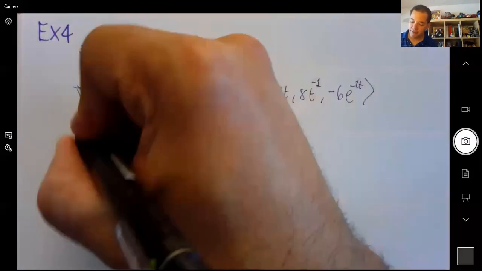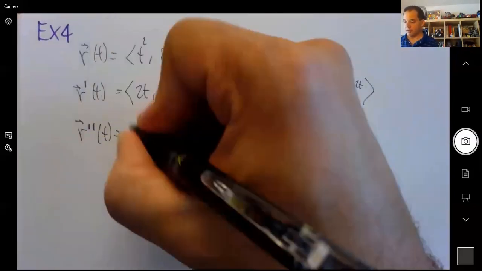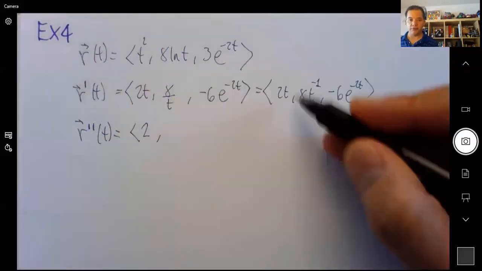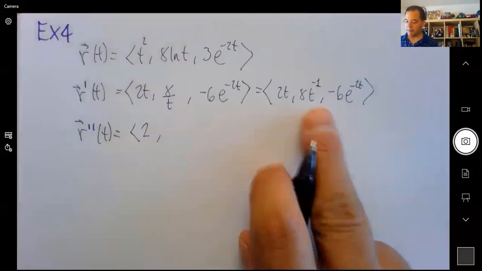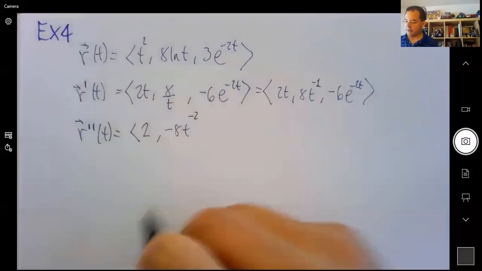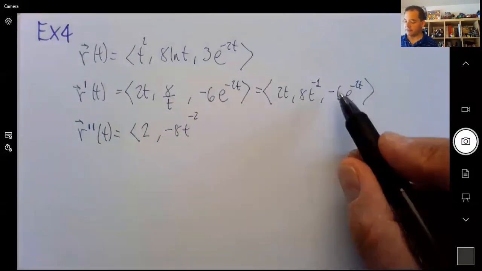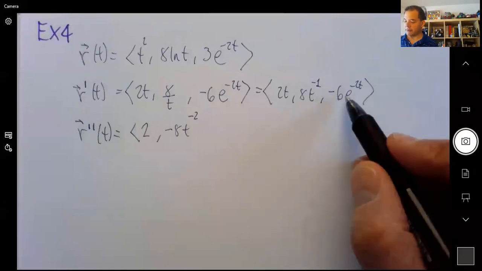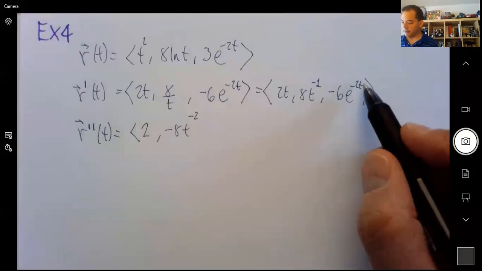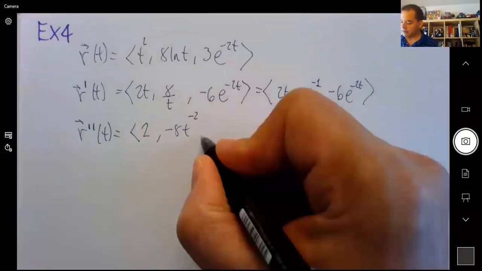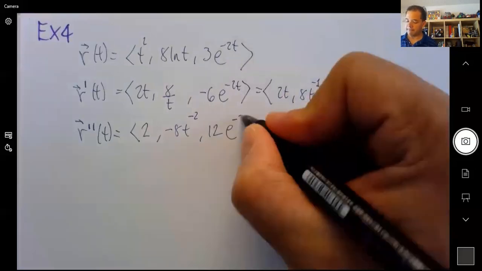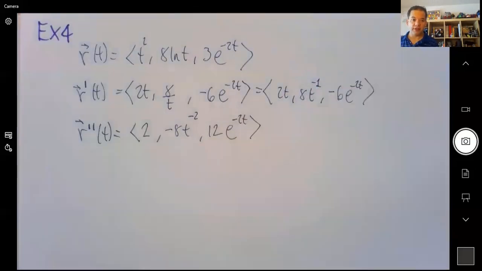Okay. Second derivative, the derivative of 2t, 2. The derivative of 8t to the negative 1, it will be negative 8t to the negative 2. The derivative of negative 6e to the negative 2t, it will be negative 6 times the derivative of this, which is e to the something, times the derivative of the top, which is negative 2. So it will be 12, because the negative 2 multiplies the negative 6, e to the negative 2t. Good? As a second derivative.